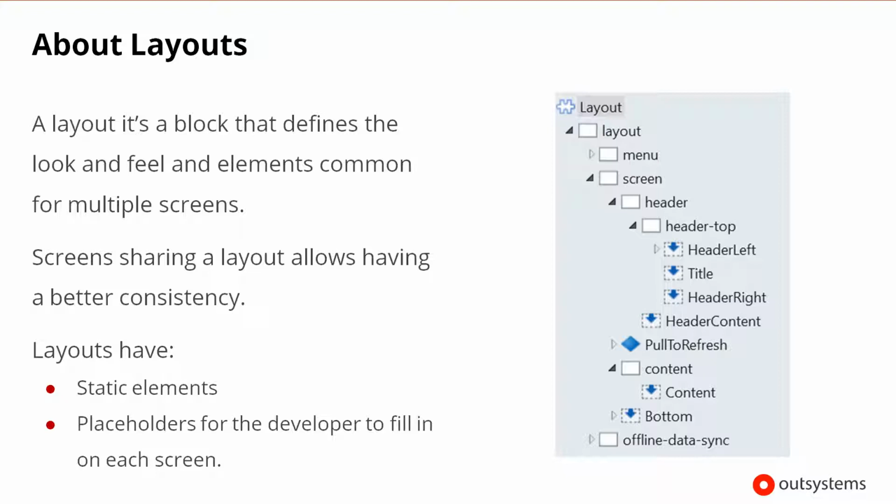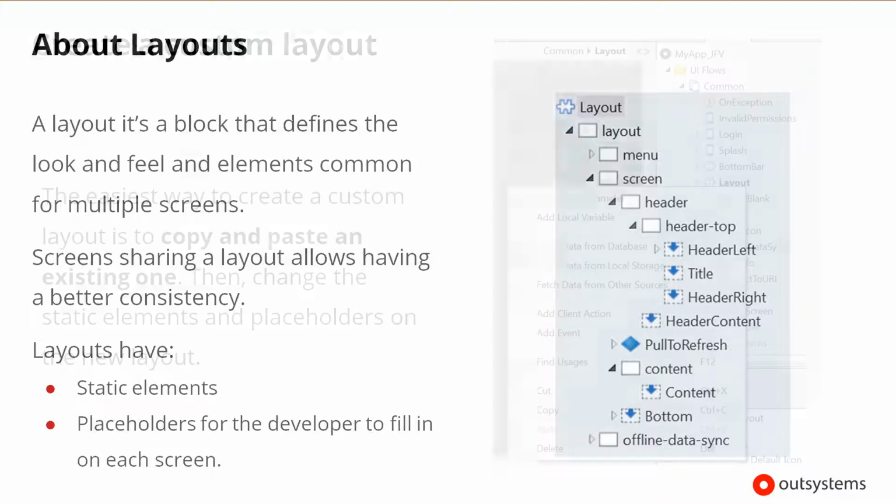In OutSystems, a layout is a block that defines the look and feel and elements that are common for multiple screens. If you have screens sharing the same layout, it will allow you to maintain a higher level of consistency when designing them. You can design layouts with static content that's shared by all screens and placeholders for the developer to fill in on each screen that uses the layout.